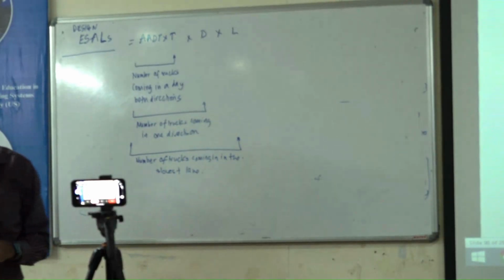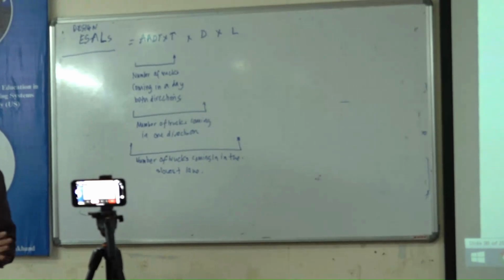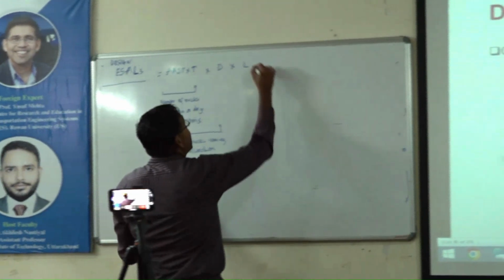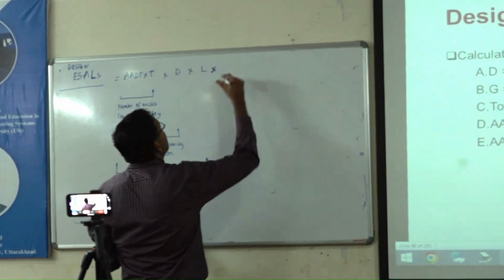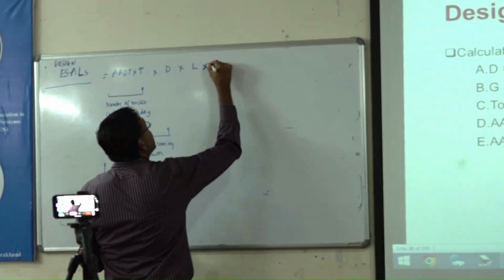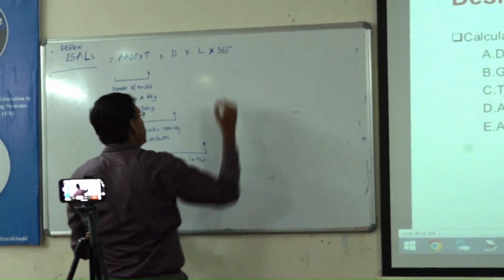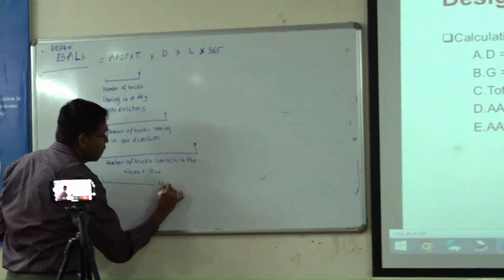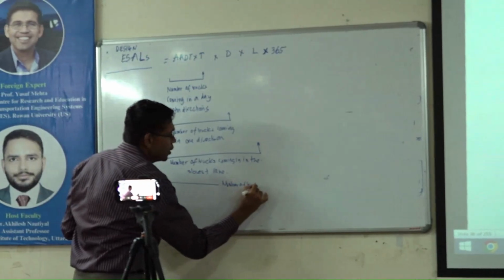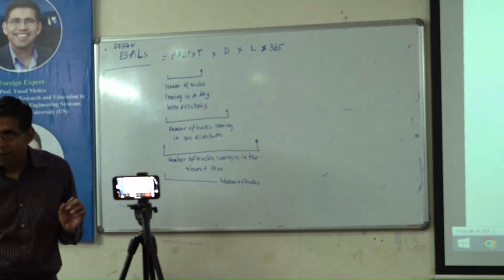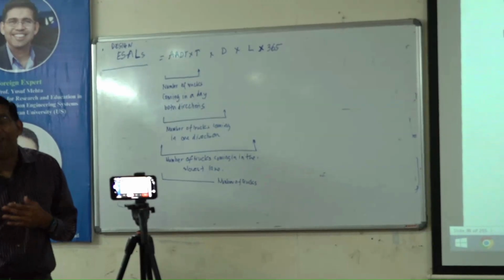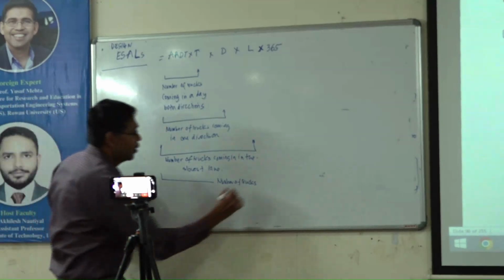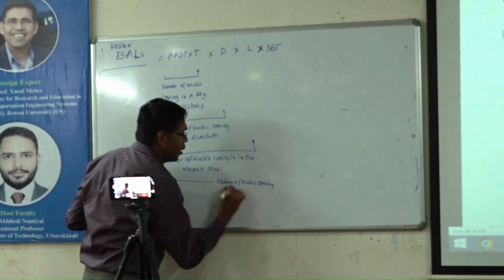This is the number of trucks coming in the slowest lane. Got it? Everybody with me so far? No magic here. Even I can understand this. Got it? Next one. Times 365. What does it do? One year. Not 365 years. Number of trucks coming in 1 year. Correct?